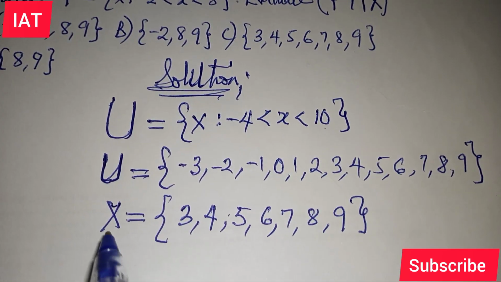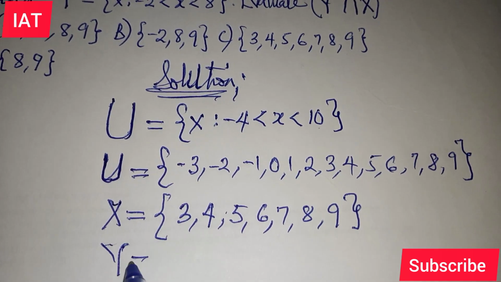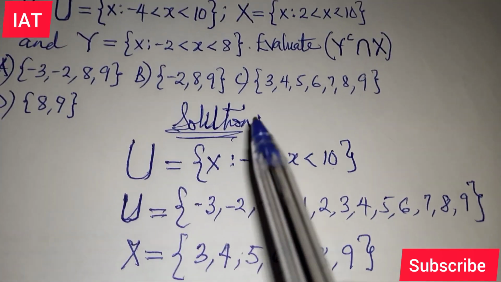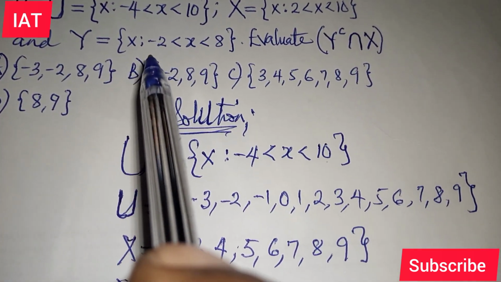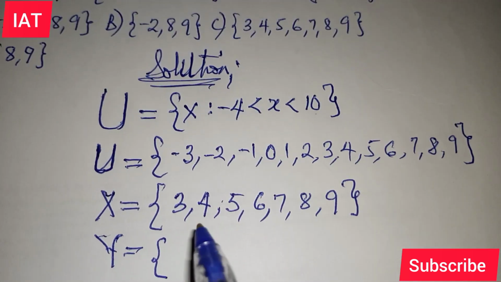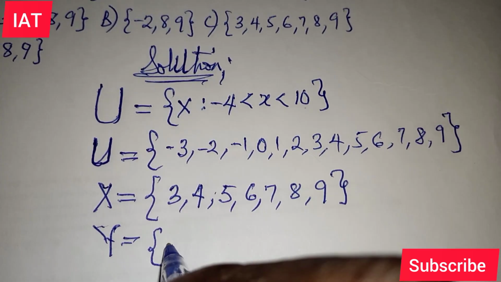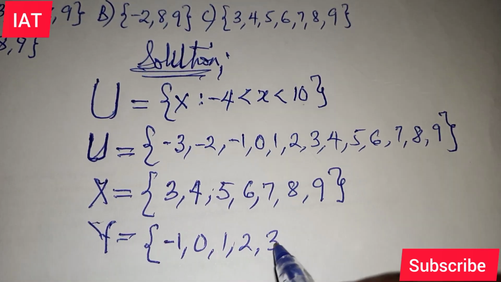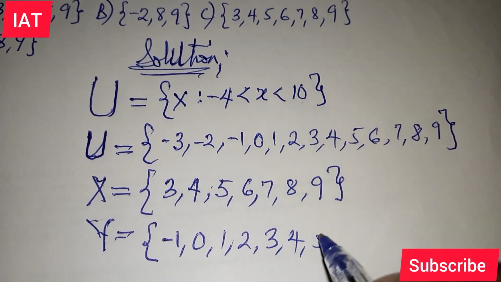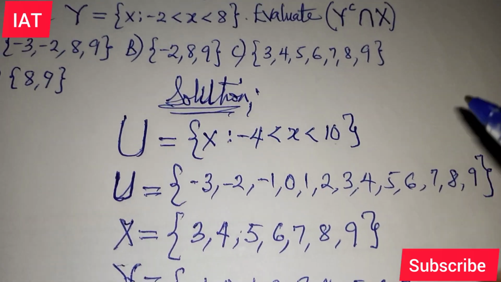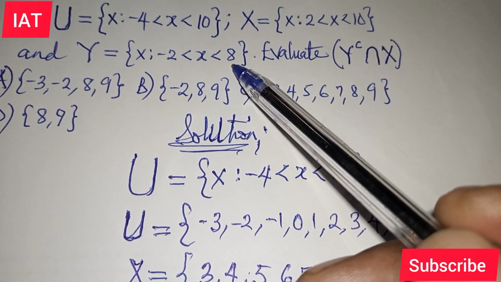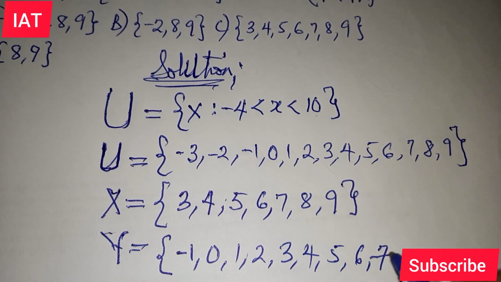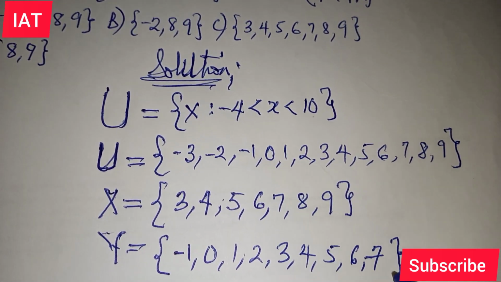The next one we are going to focus on is y, and for the case of y, we have that x is such that -2 is less than x. So we start with -1, then 0, 1, 2, 3, 4, 5, 6, 7. Let's look at the upper value of y: it stops at 8, not 10. So that means we stop at 7.